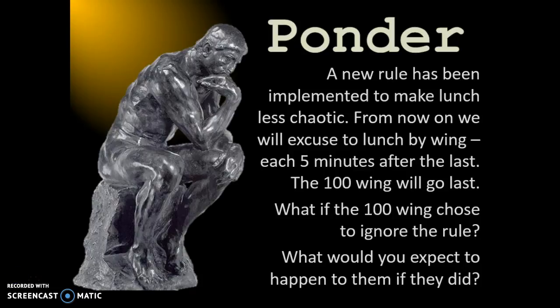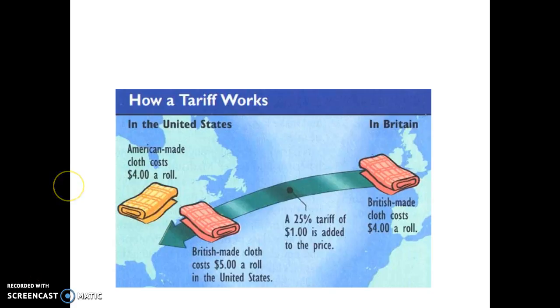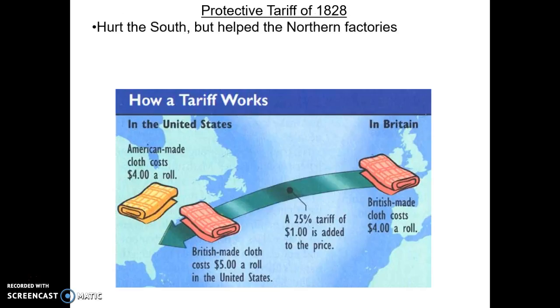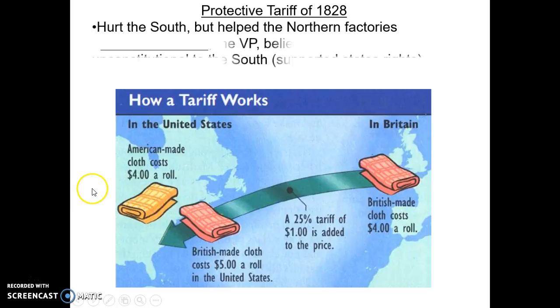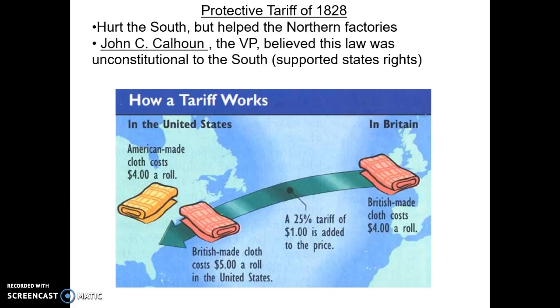Great class discussion. Now let's go on to the next part, which kind of has something to do with this. Now, we've talked about protective tariffs, so let's go over this one again. In 1828, there was a huge protective tariff. And as we already know, the South hated protective tariffs. It really hurt the South. But as you know from the Industrial Revolution, it really helped Northern factories. People were less likely to buy British cloth and more likely to buy American cloth, which was good for our economy. But John C. Calhoun, Jackson's vice president, believed this law was unconstitutional.